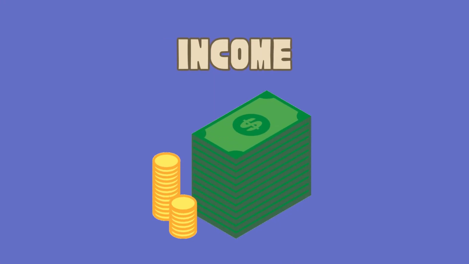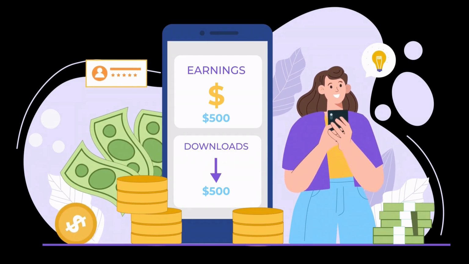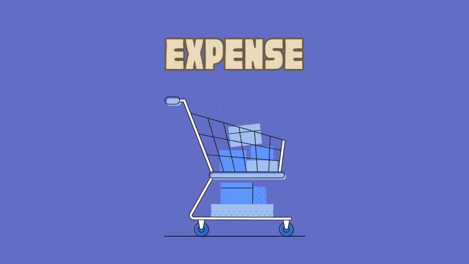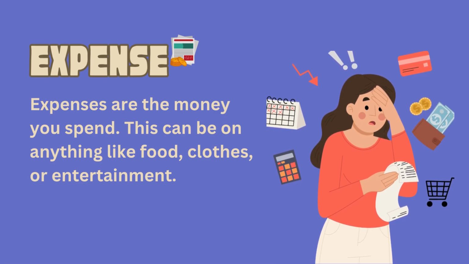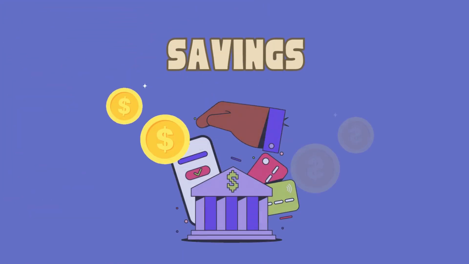Income. Income is the money you make. Whether it's from a job or a gift or an allowance, it's the cash flow coming in your pocket. Expense. Expenses are the money you spend. This can be anything like food, clothes, or entertainment. It's the cash flow leaving your pocket.